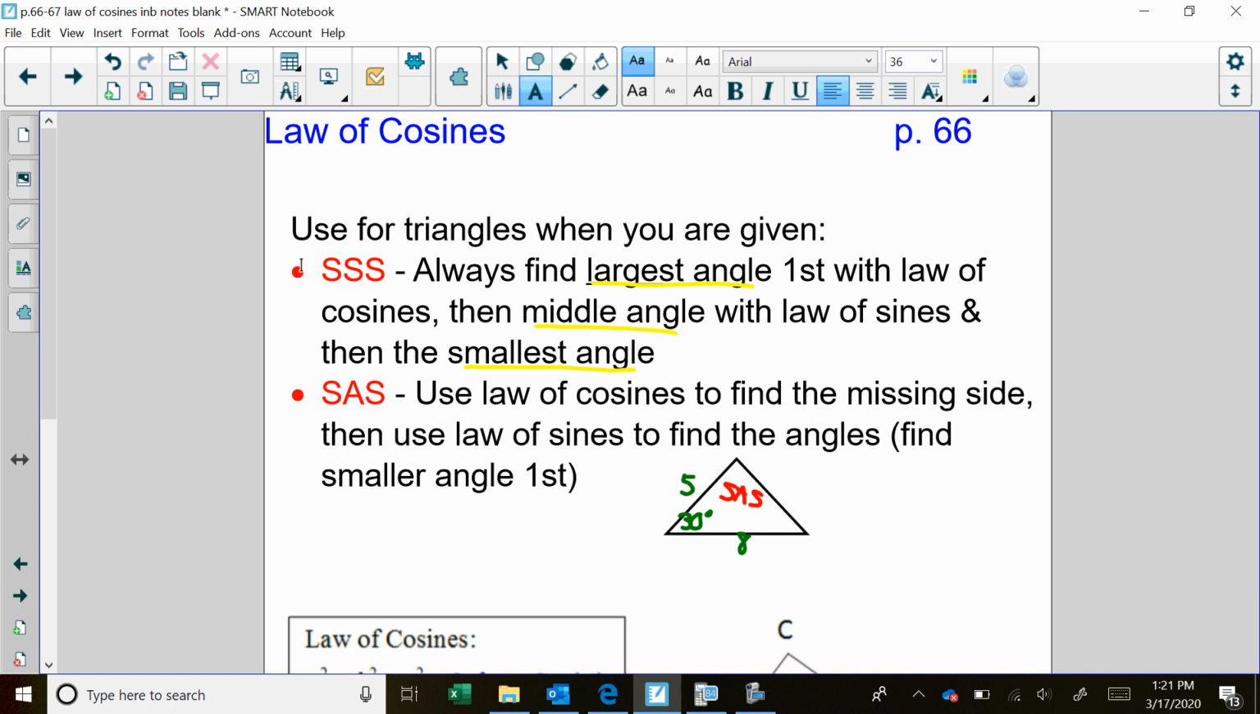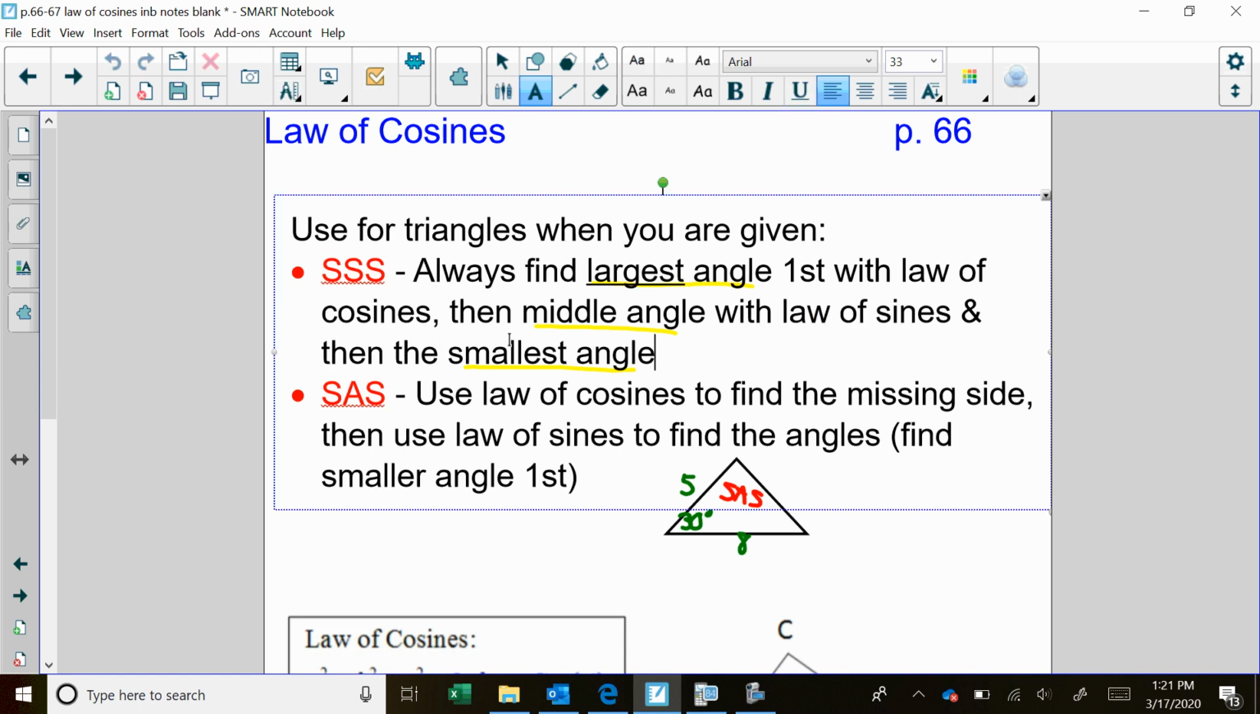So again, we can use it for side-side-side and side-angle-side triangles. And this basically tells you which angle to find first. On side-side-side, you're going to work from the largest angle down to the smallest angle. So we'll use the law of cosines first, and then after we get our first angle, we'll go into the law of sines. And then we'll do the smallest angle just by subtraction using the triangle sum theorem that we learned about in geometry.